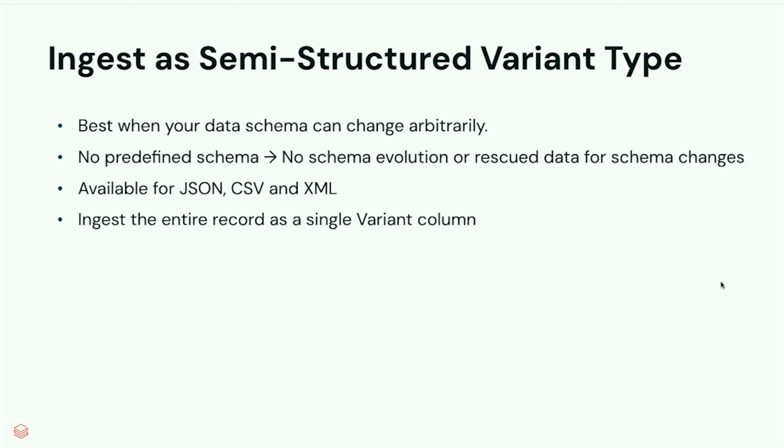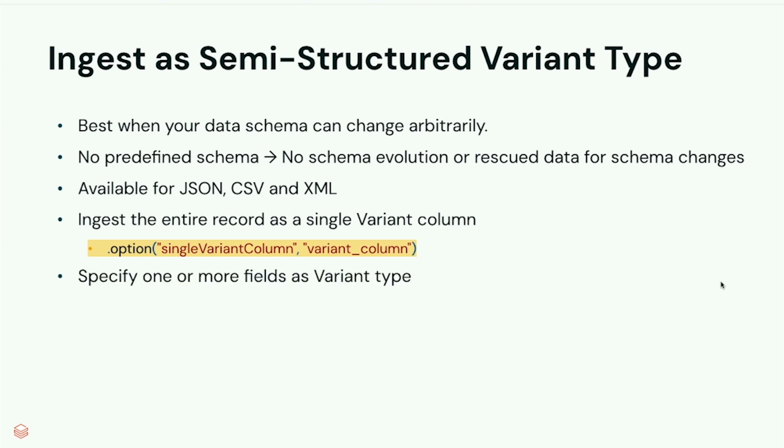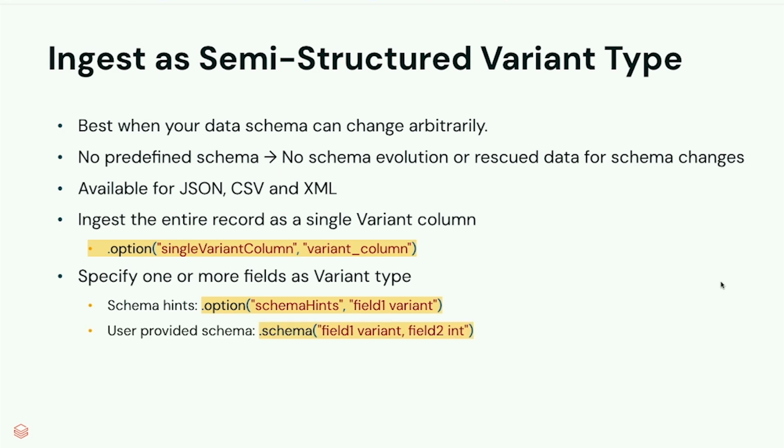There are a couple of ways you can ingest data as a variant. You can ingest the whole record as a variant. For example, if you have a JSON record, ingest that whole record as a variant, or you can specify a specific field of the JSON to be inferred as a variant type using either the schema hints, which is an Autoloader option, or you can specify your own schema and indicate which particular field needs to be of variant type.